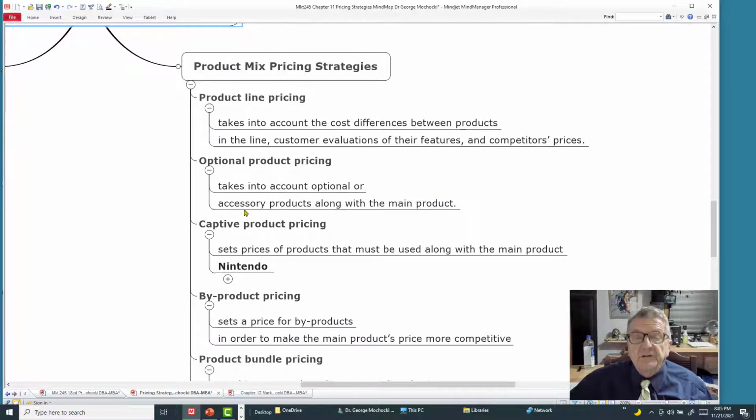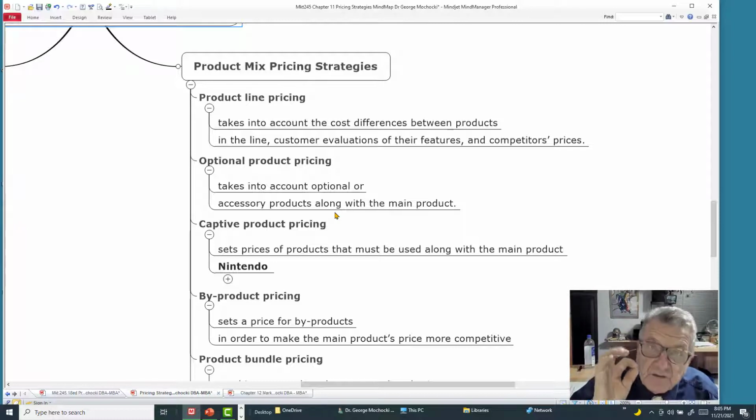Optional product pricing takes into account the optional or accessory products along with the main product. And that is, do you want this? Once you have the product, and a lot of times, here's what happens to a lot of people when you look at pricing: I'm already spending $200. What's another $25 and I get these features? But that other $25 is a certain individual. That feature has to be something that gives me some value.